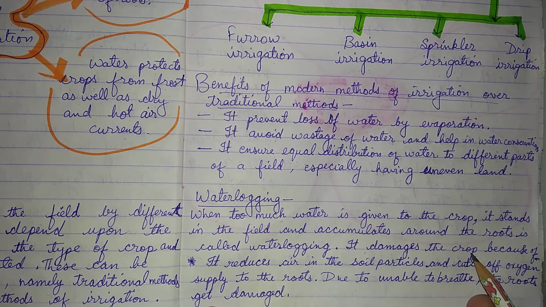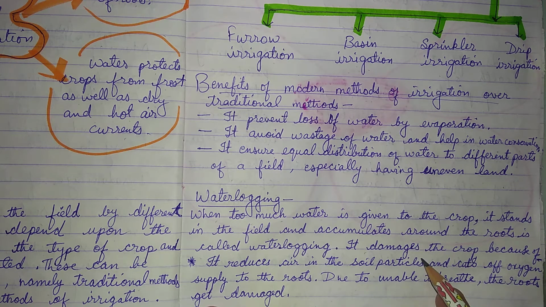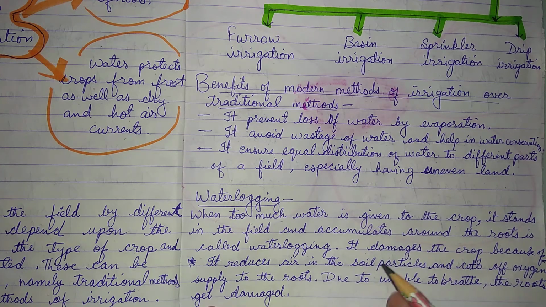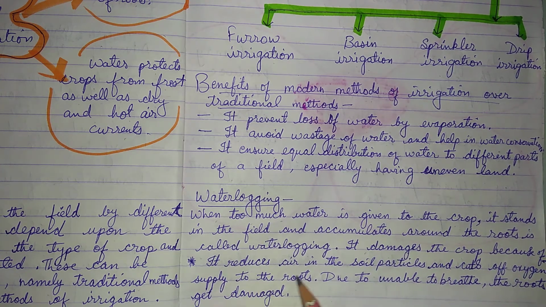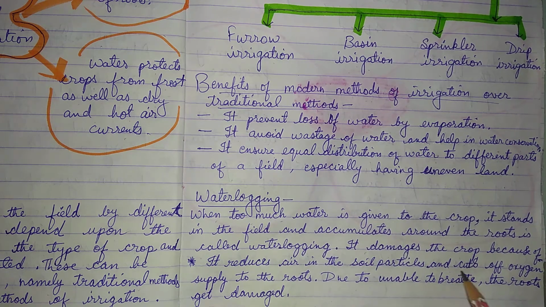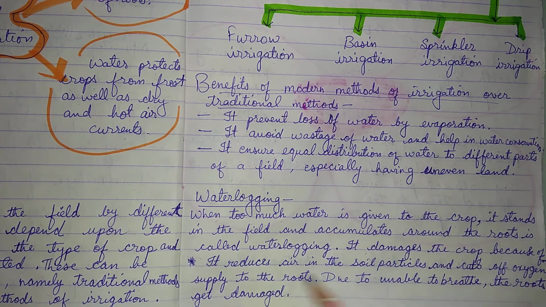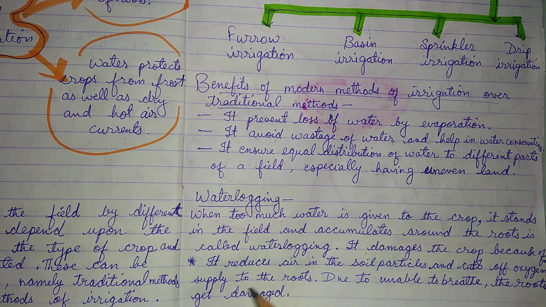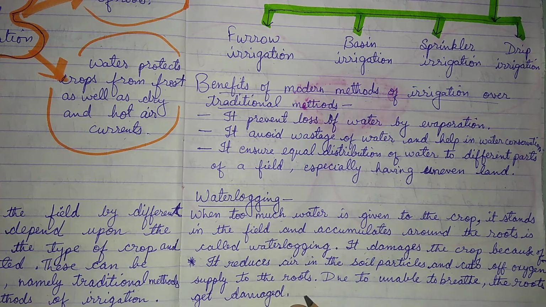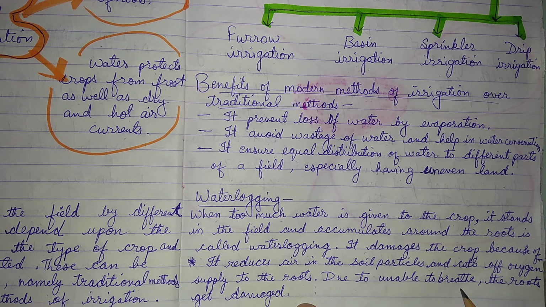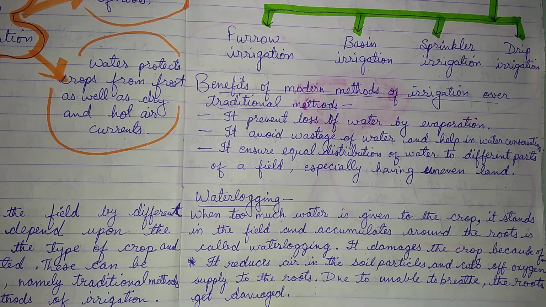It damages the crop because of, अब ये नुकसान क्यों पहुंचाएगा? पानी खड़ा रहेगा तो पौधे को तो नुकसान पहुंचेगा. क्यों पहुंचेगा? It reduces air in the soil particles and cuts off oxygen supply to the roots. Let us see again. It reduces air in the soil particles and cuts off oxygen supply to the roots. अगर रूट्स को ऑक्सीजन नहीं मिलेगा तो रूट्स ब्रीथ नहीं कर पाएंगे. रूट्स ब्रीथ नहीं करेंगे तो वो खत्म हो जाएंगे. Due to being unable to breathe, the roots get damaged.